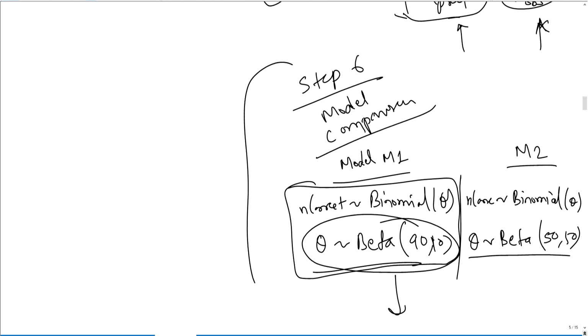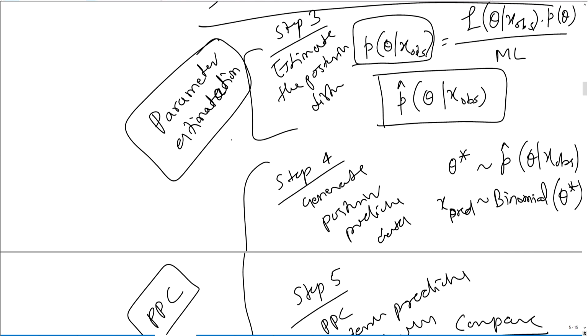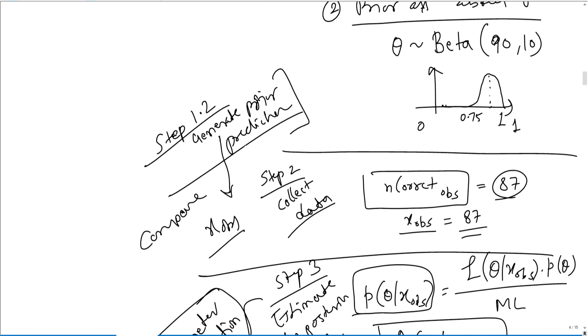And then step 6 is model evaluation. So, you evaluate the predictive performance of the model against some future data. Okay. So, this is model evaluation. These are the crucial steps in model comparison. And this is prior predictive checks.